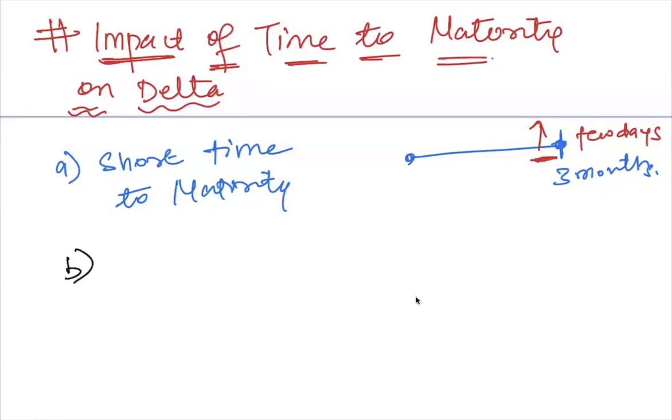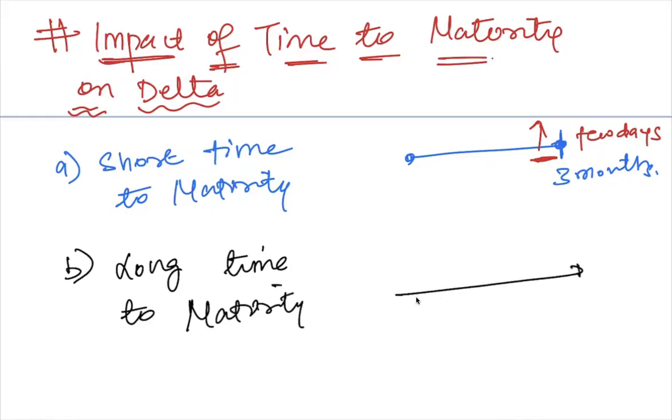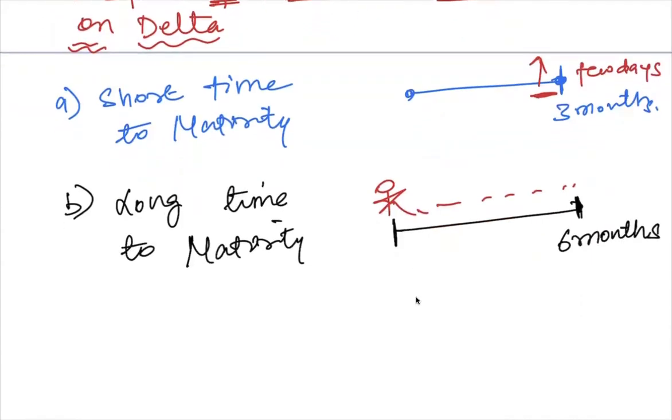And the second is long time to maturity. Let's say the option contract will expire 6 months from now, and we are standing here. So basically, we have a long time for it to mature, right? So let's understand how it impacts short term to maturity and long term to maturity.